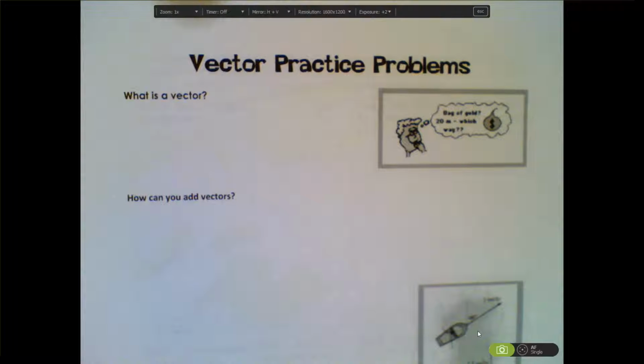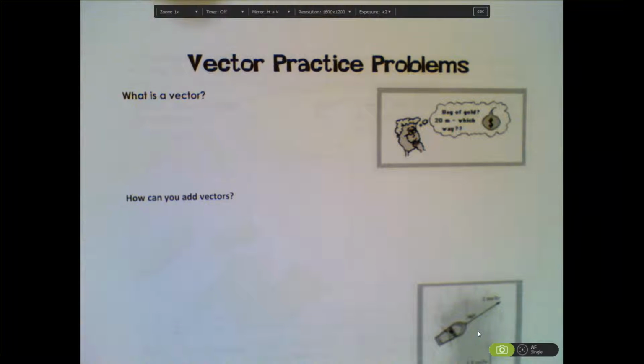Let's take a look at some math problems that involve vectors. So first of all, let's talk about what a vector is. I really like this comic here. It says, bag of gold, 20 meters, which way? And I think this does a good job explaining a vector because sometimes we need to know more than just a quantity. We need to know a direction.